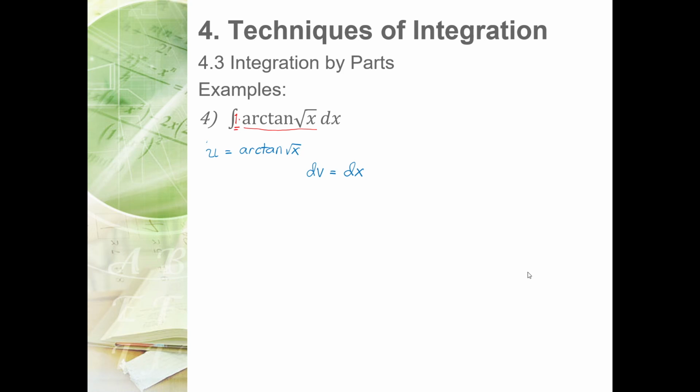Okay, so determining now the du and v. Let's start off with the v first. The integral of dx is x. The derivative of arctangent square root of x, if you recall your formula from your derivatives, becomes dx all over 1 plus x.